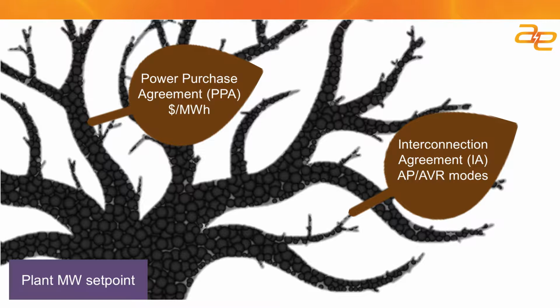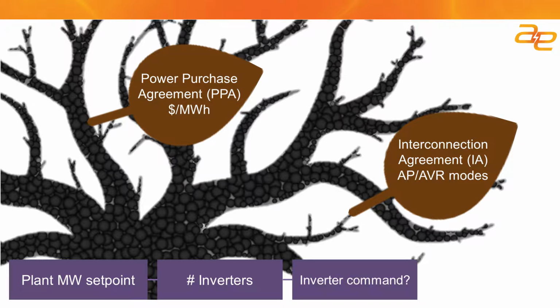With a power purchase agreement and an interconnection agreement, you've got a plant megawatt set point. The interconnection agreement will define the maximum amount of power that you can put out of the plant, and will often define how many inverters and how many megawatts of inverters are allowed on the site. You would think that once you know how many megawatts you want to make and how many inverters there might be, all we can do is just do the division and you have a megawatt per inverter command. But in my experience, how things are calculated, how the control system functions is a lot more complicated than that.